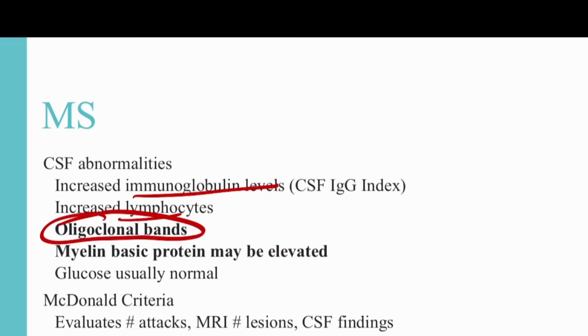Myelin basic protein may be elevated. Makes sense because with demyelination, that myelin protein goes into the CSF, so you may have excess myelin. Glucose is usually normal because there's no infection. There's no bacteria to eat it up. So this is not an infectious process, this is an inflammatory process.